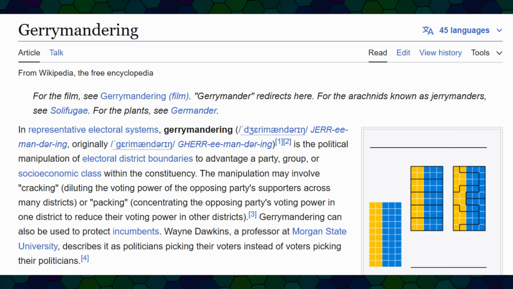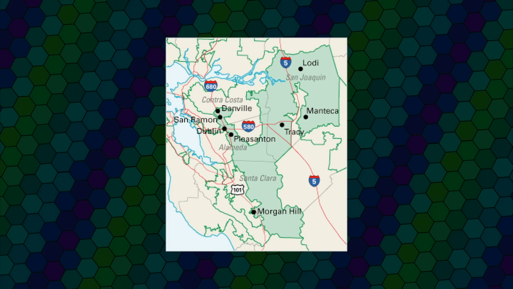Gerrymandering, defined by Wikipedia, is the political manipulation of electoral district boundaries to advantage a party, group, or socio-economic class within the constituency. In normal people terms, and in the context of this video, it's basically dividing up areas of land where people live in order to benefit a political party.